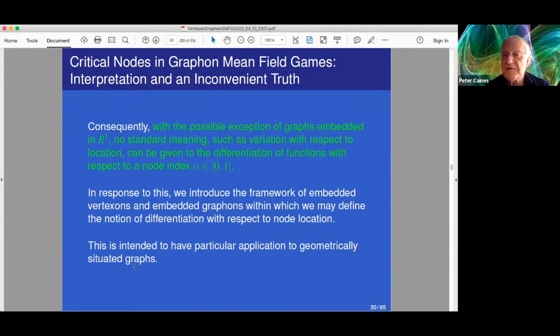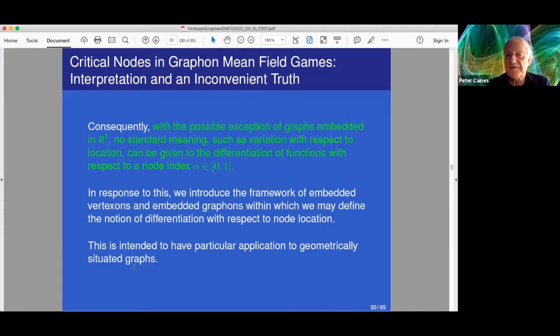So in response to this, assuming that one is motivated to look for critical nodes and that one wants to differentiate Nash value functions with respect to some parameterization of the graph, we introduced the framework of embedded vertexons and embedded graphons, from which we define a notion of differentiation with respect to node location.